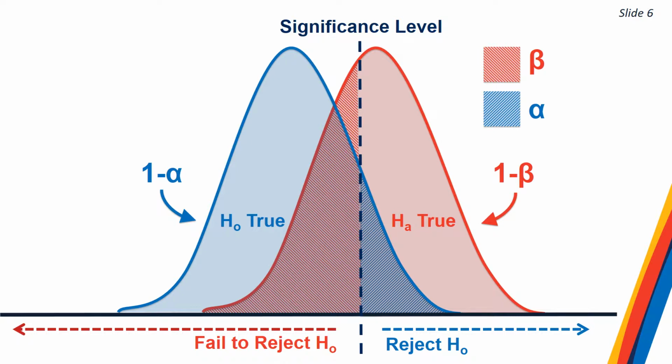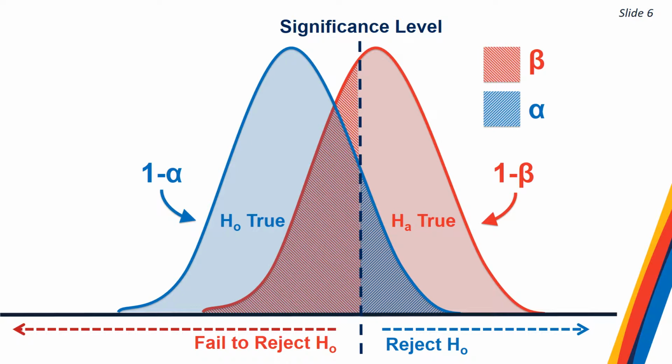And likewise, if you obtained a value in the red area, represented by 1 minus beta, you would correctly reject the false null hypothesis. Again, that's the result you want. And so the unlined or unshaded areas are where you want your mean to fall so that you can make a correct decision about whether to reject or fail to reject the null hypothesis.